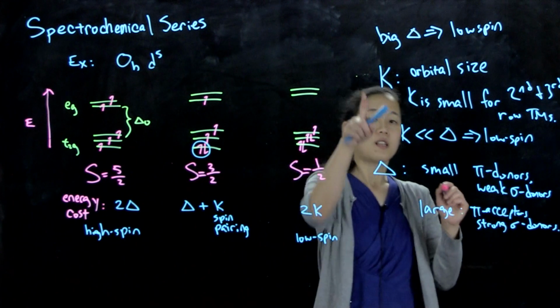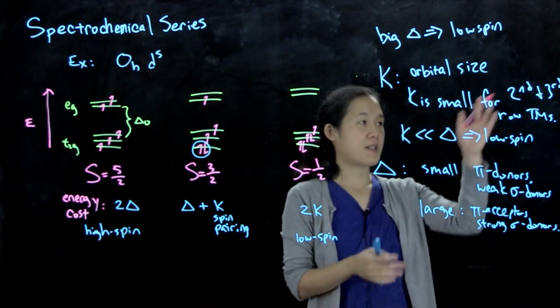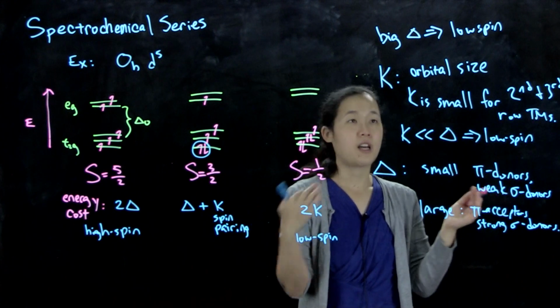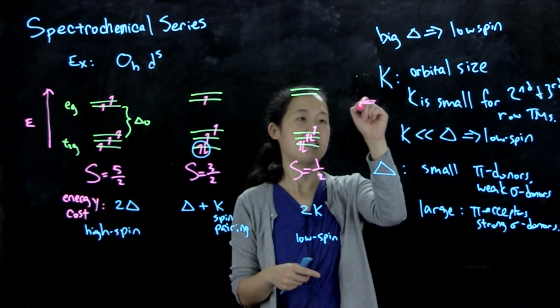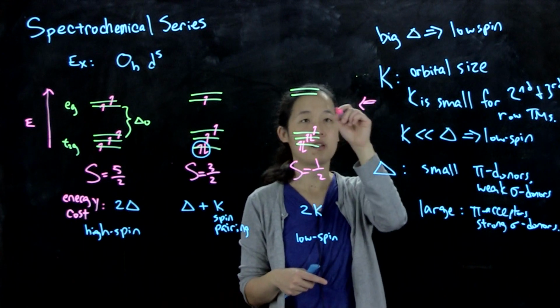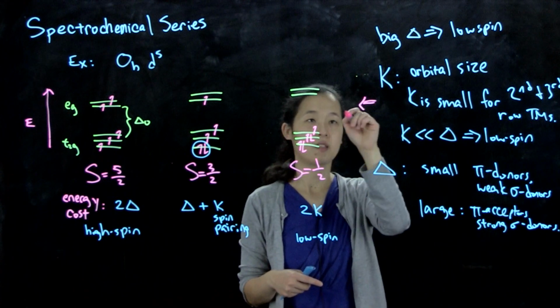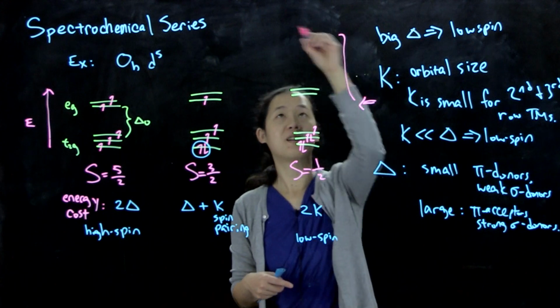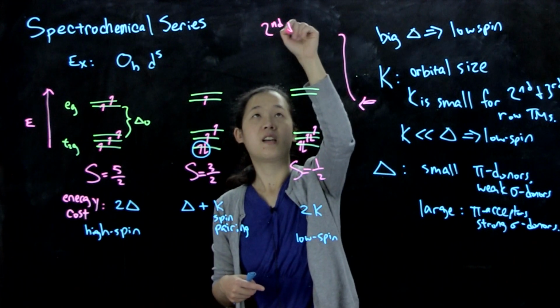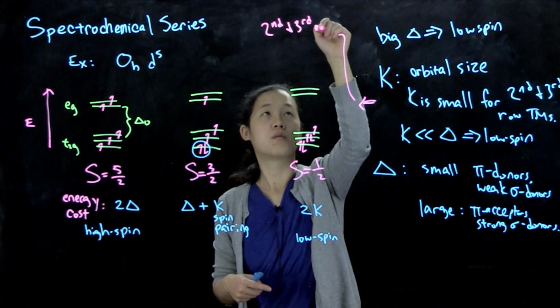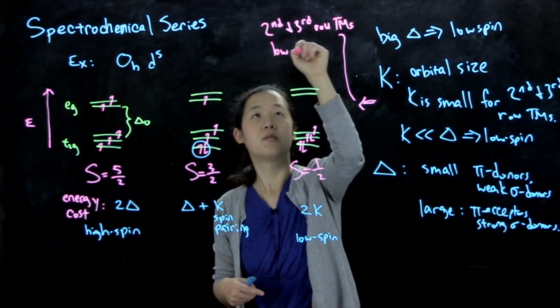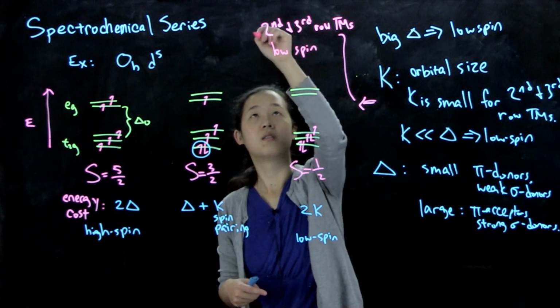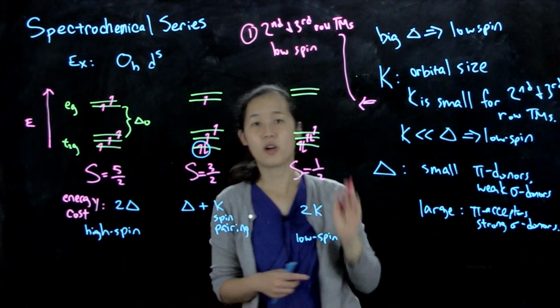So for small k's, we said that the second and third row with larger orbitals have smaller k's. So the takeaway here is that second and third row metals are almost always low spin. I'll write it here: second and third row TMs, low spin. So that's one point that's important.